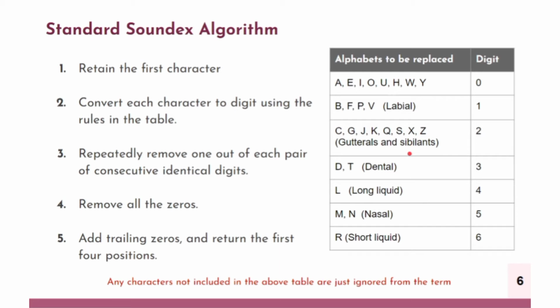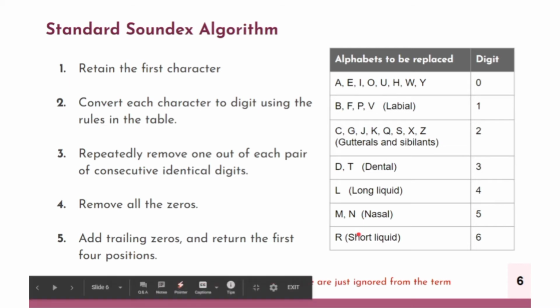Then coming to D and T, these are called dental sounds. What are dental sounds? These are the sounds produced using the tip of your tongue. D, T. Next, coming to L. L is long liquid. Long liquid means the sounds that are produced by large interaction with the tongue. And then M, N are nasal sounds, basically produced using your nose.